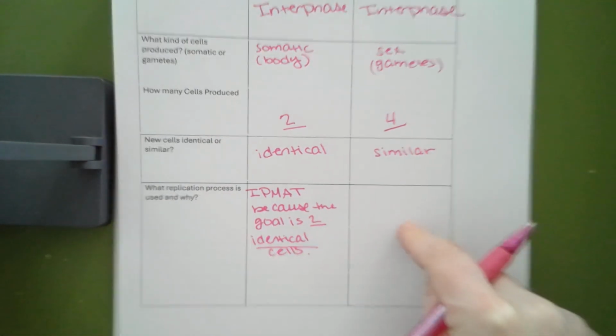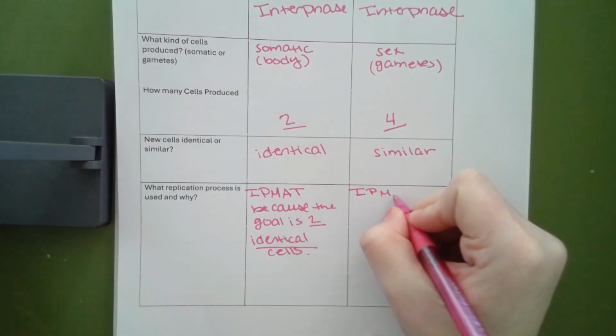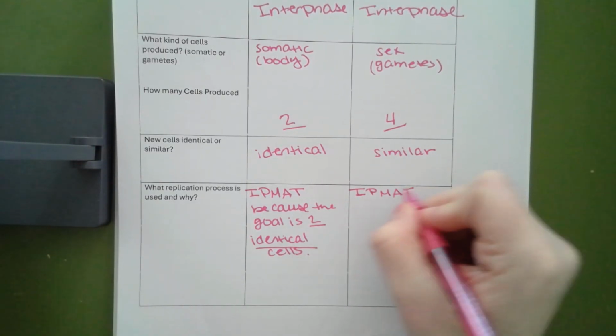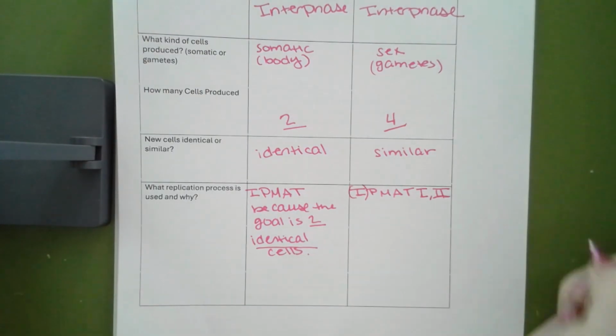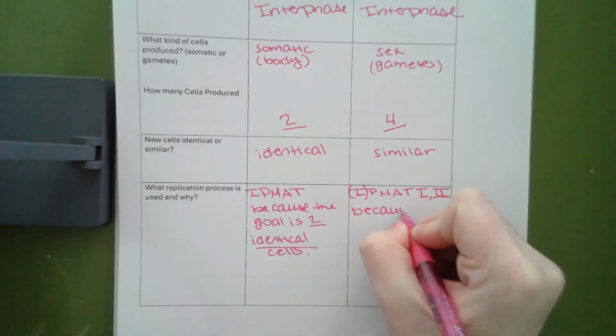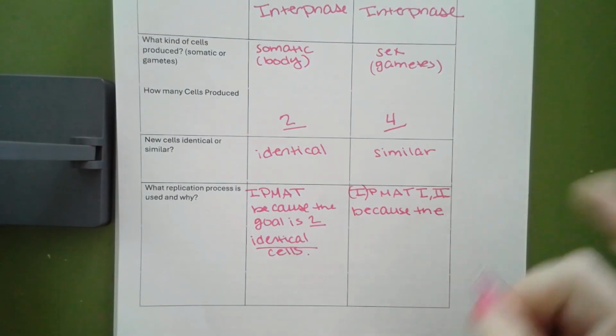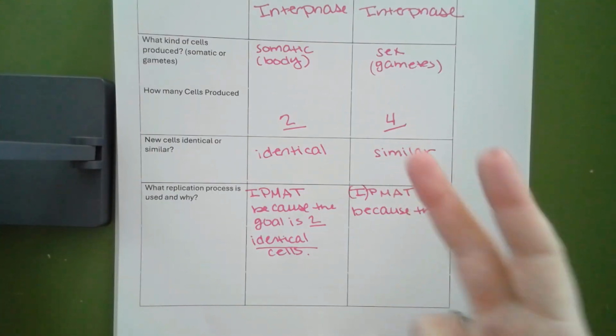What about for meiosis? PMAT 1. Right. So we do IPMAT, or really PMAT 1 and 2, right? Why? Because we need to make them different. Because we need to make them different, right? And because we need half as much genetic material.